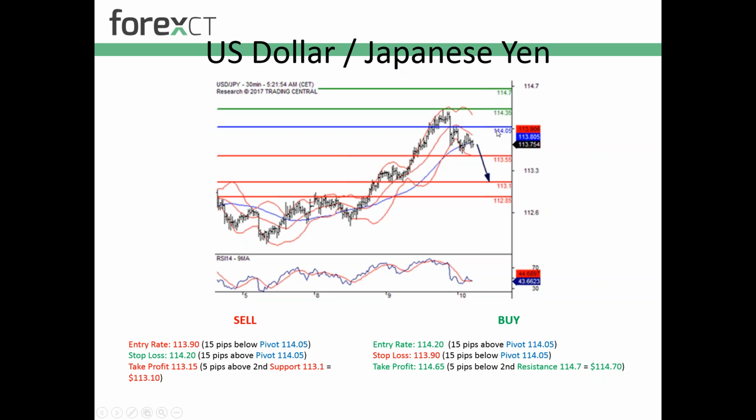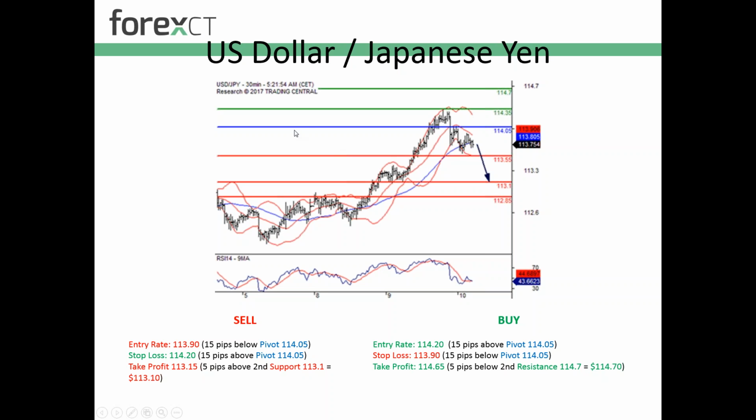Okay, your stop loss again is going to be 15 pips below the pivot at 114.90, and then your take profit is going to be up here at that second resistance level at 114.65, 5 pips below. And the basic idea of this is that look, sometimes there are a number of scenarios that could play out with an order like this.